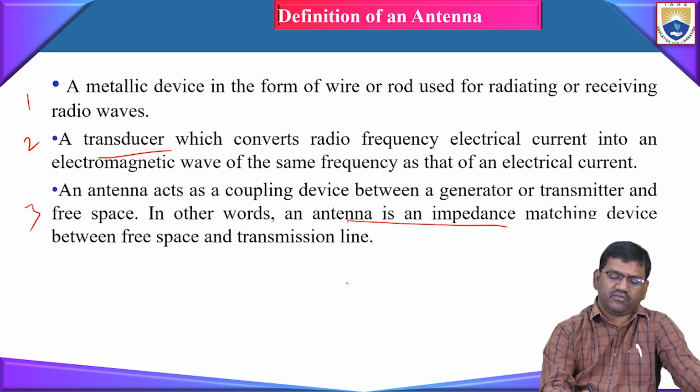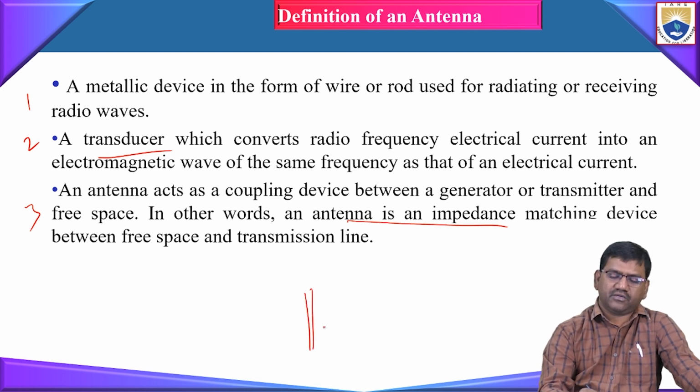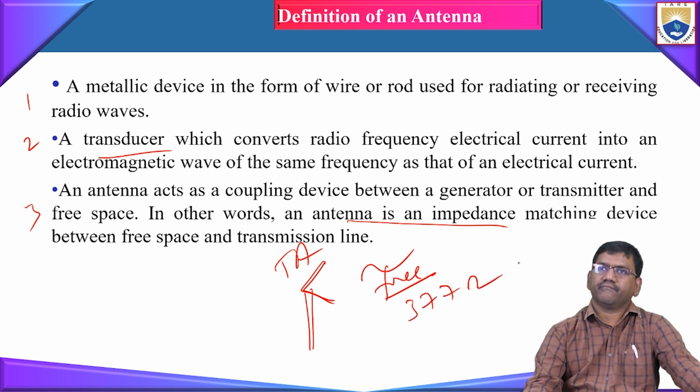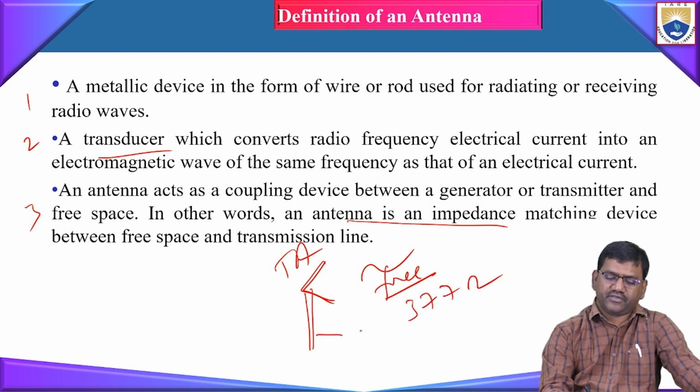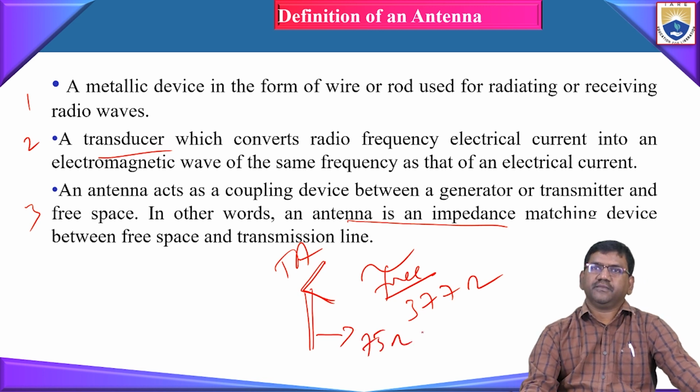So we are going to give an input line. This is the coaxial cable. Here there is a transmitting antenna, and this is the free space. The impedance of free space is 377 ohms. Suppose, let us say, the impedance of the cable is 75 ohms. So there is an impedance mismatch between the cable impedance and the free space impedance.